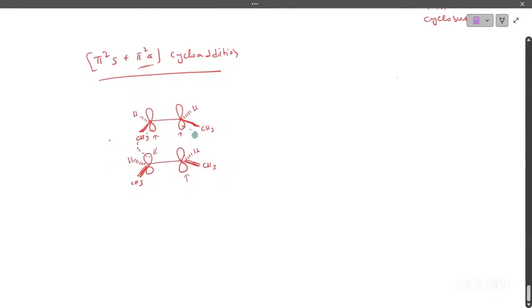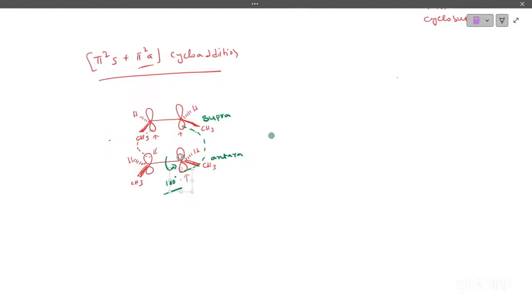Right. The interactions are like this. With respect to the first pi system, it is supra mode of interaction. With respect to the second pi system, it is antara operation. Then what is happening when antara is interacting? This carbon-carbon bond is undergoing 180 degrees rotation.